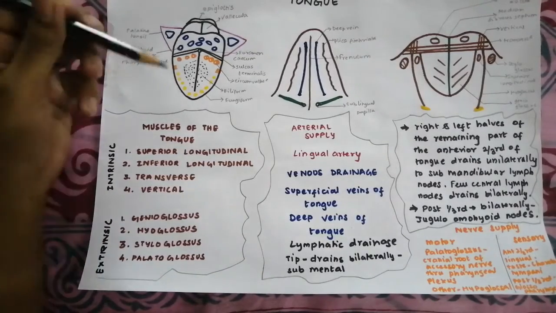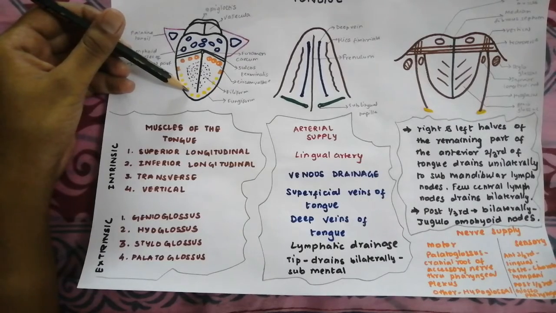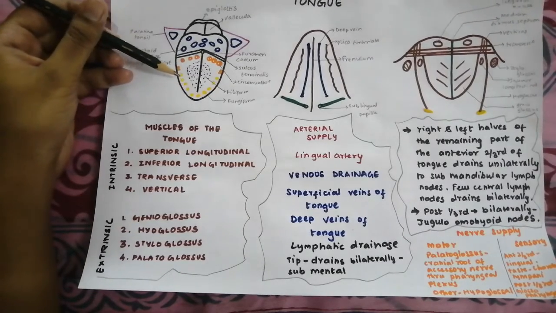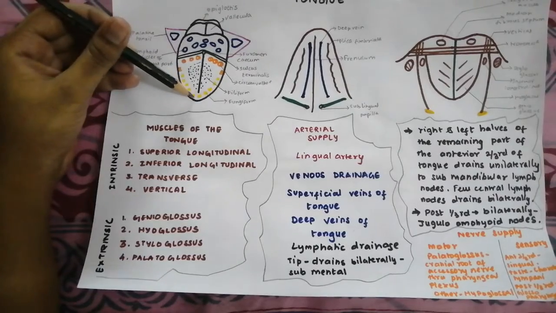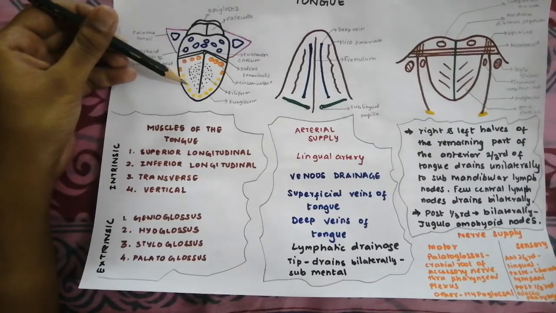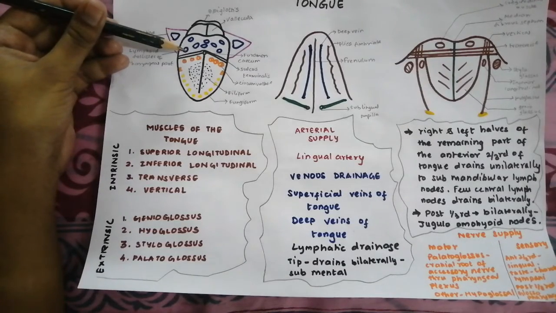Therefore, the tip of the tongue drains bilaterally, while the right and left half of the remaining anterior two-thirds drain unilaterally to the submandibular lymph nodes, while the posterior one-third of the tongue drains bilaterally to the jugulo-omohyoid nodes. Nerve supply.